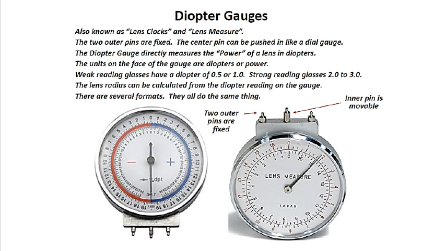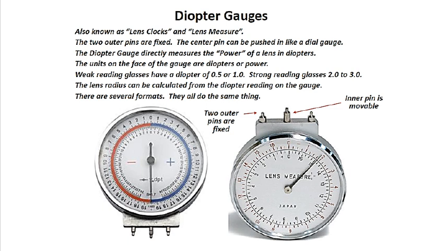So on diopter gauges, we use them to measure the lens power directly, because you can see the scale right here, and that is the diopter, or the power that we measure. So the face of that gauge shows your diopters, or power. You can bring your glasses and we can measure them with this diopter gauge to know the power of your reading glasses. Weak reading glasses will give you about 0.5 to 1.0, and strong reading glasses will give you 2.0 to 3.0.